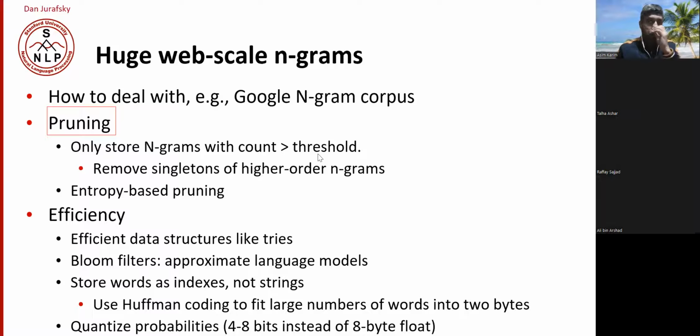So the first thing is pruning. Essentially, if an n-gram has a count greater than some minimum count, let's say 2, 3, 4, or some percentage of the total vocabulary size, you store it. Otherwise, you don't store it. So again, this is space reduction.